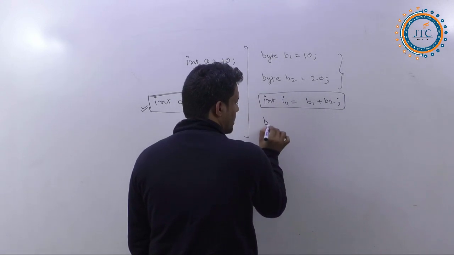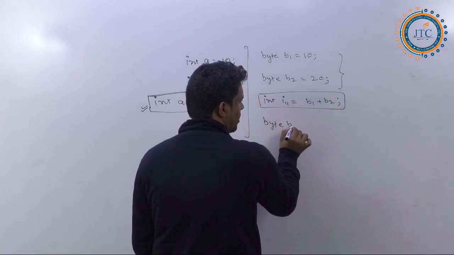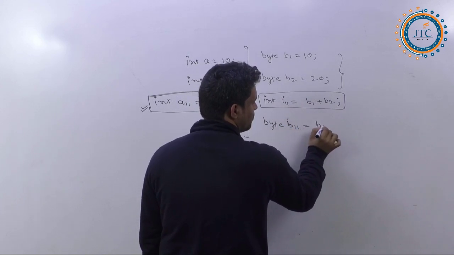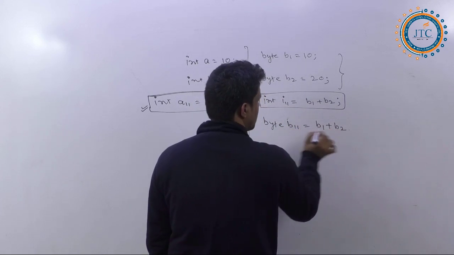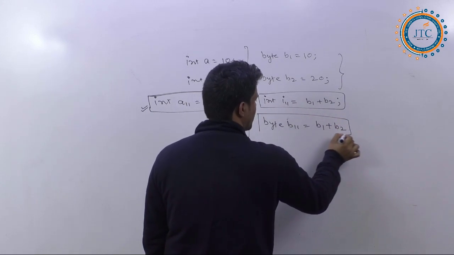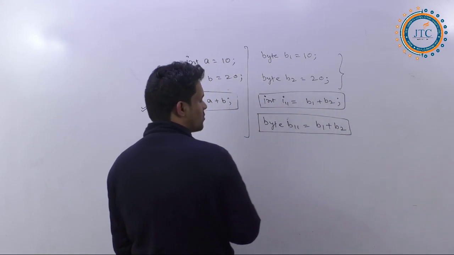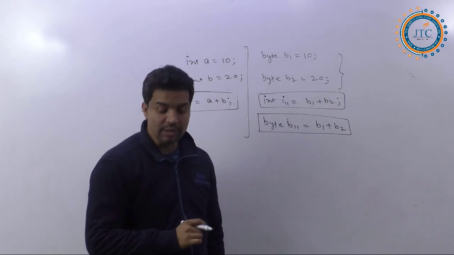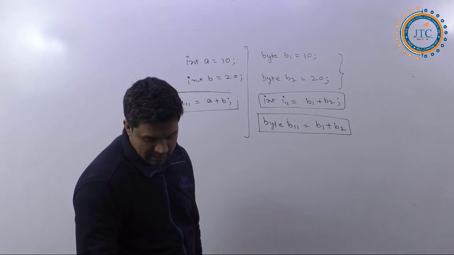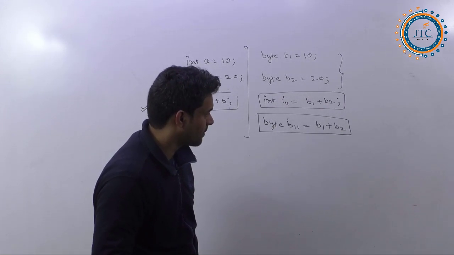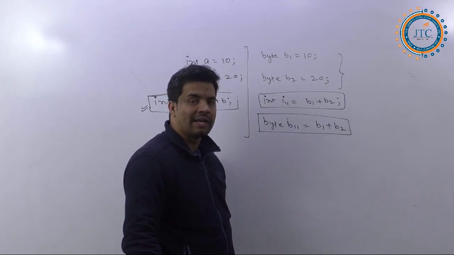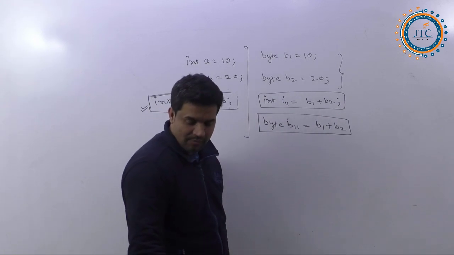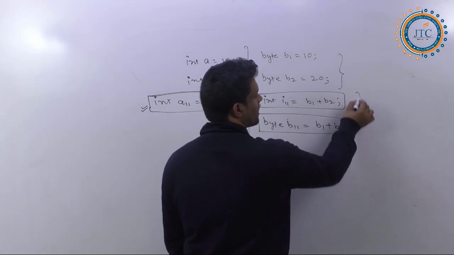At the same time, here I am writing byte b11 is equal to b1 plus b2, again I am going to write it here. These are the two things I am writing. Now if I ask you all one question: what is the output we are going to get?